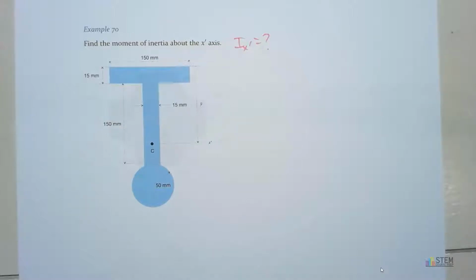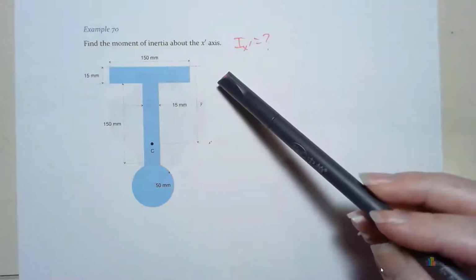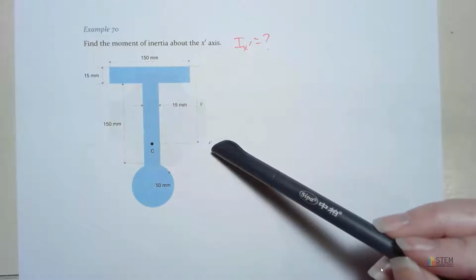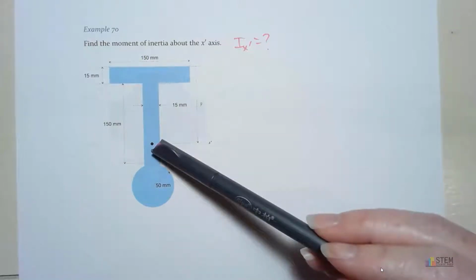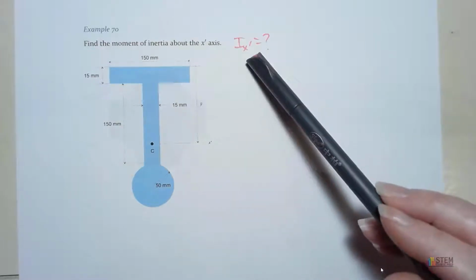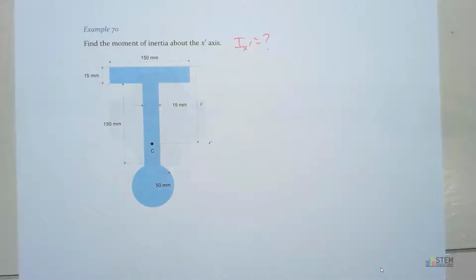Guys, let's do our first example for composite areas. We've got this area shown here, and we want to find the moment of inertia about the x prime axis. The x prime axis is right here. It's going through the centroid of the entire area. So what we want to do is find the Ix prime value.